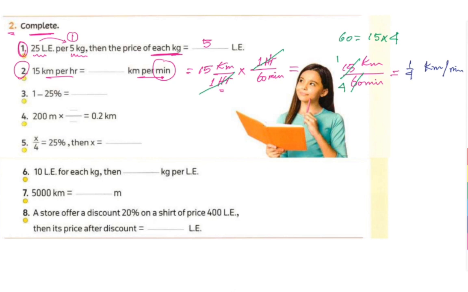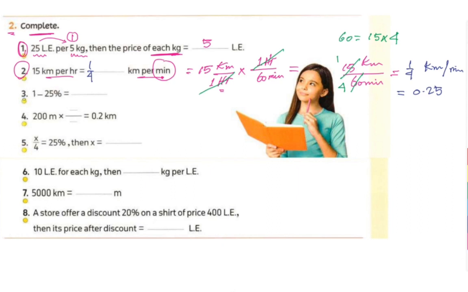Don't forget, you can write it as 1 over 4 kilometer per minute, or what? Or 25%, 25 hundredths. I know that's the same: 25% or 25 hundredths, right?